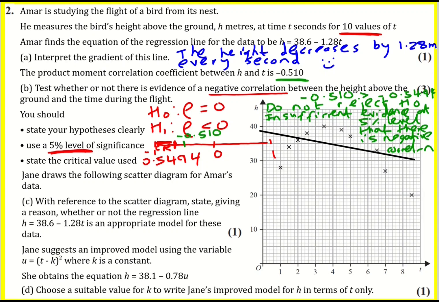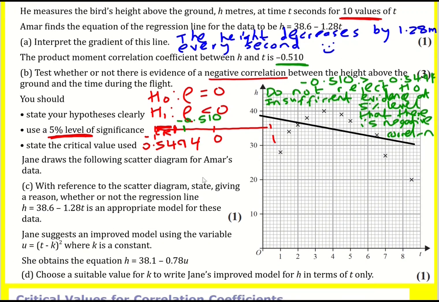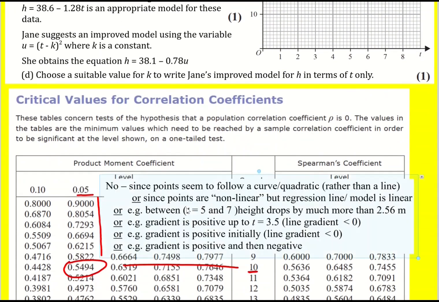Brilliant. Jane draws the following scatter graph for Mars' data. Now, I have actually referenced it earlier. It's in the question. You can always have a little look at it, even though in theory we could have done that first question without it, but we've talked about why it's not going to be a good fit. So with reference to the scatter diagram, giving a reason, is this regression line an appropriate model? I said that it wasn't because it does not look like a straight line, does it? So as long as you say something like it appears to be more of a non-linear curve, then you'll be okay. I'll just share the answers.